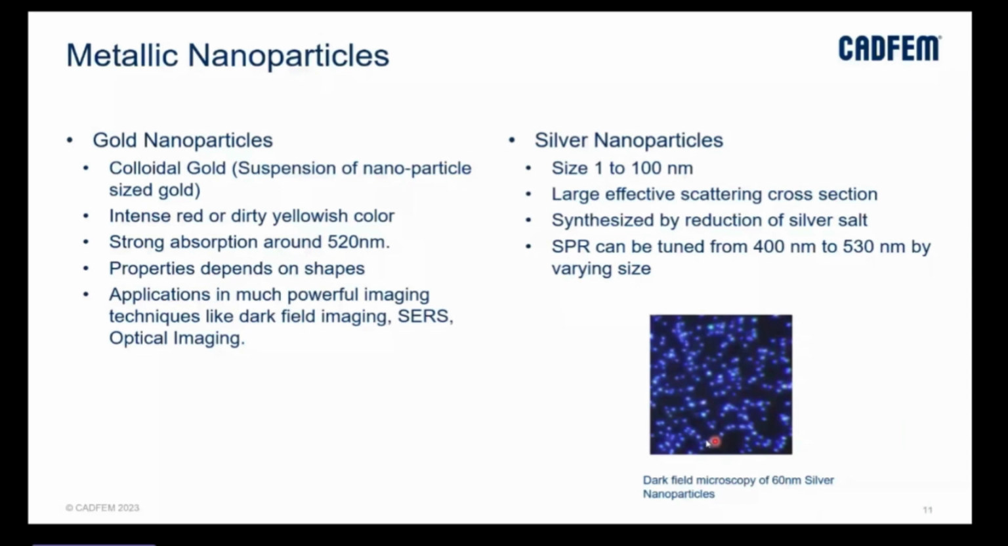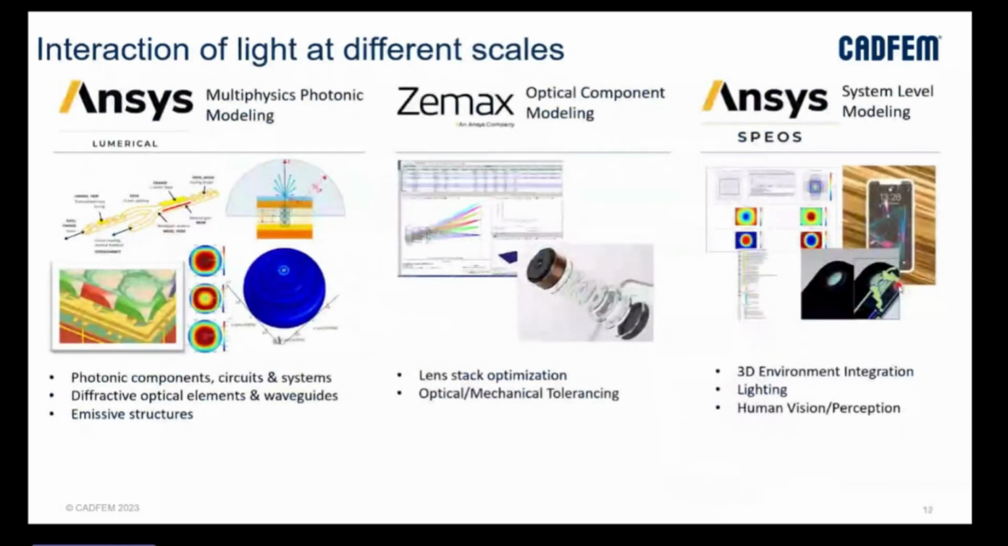Okay, so now I think you have all got pretty much an understanding about the material part. Now let's talk about how we can simulate those kinds of things. Using those materials, what kind of technology do we currently have, right? Just like I mentioned earlier when I was discussing what optical simulation is, it's all about the interaction of light at different scales.